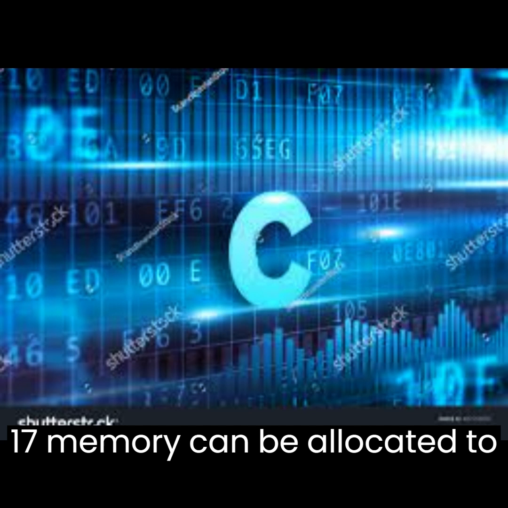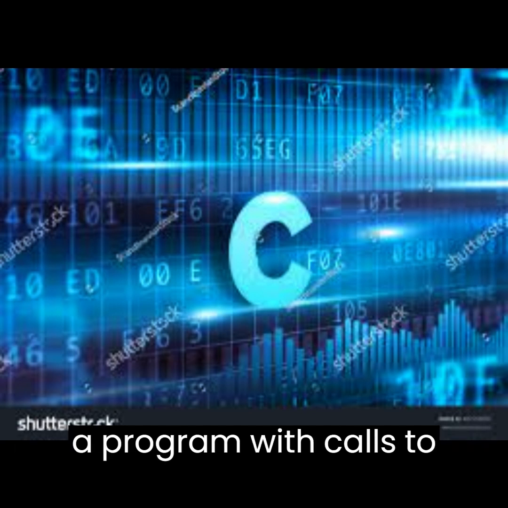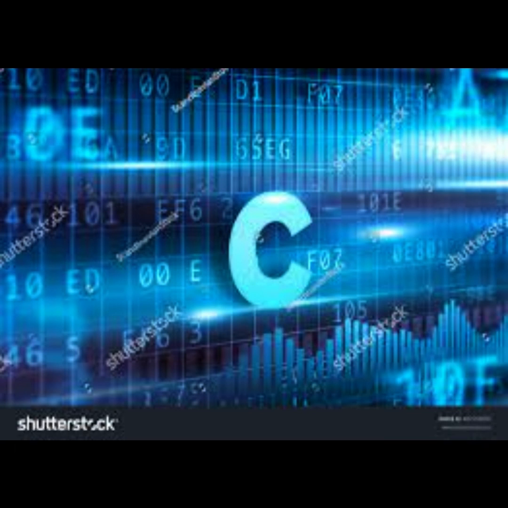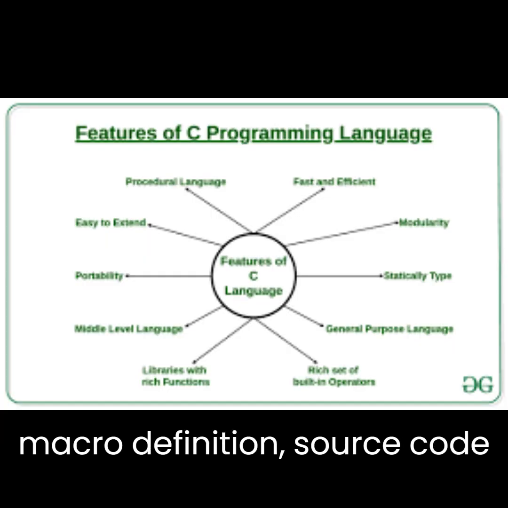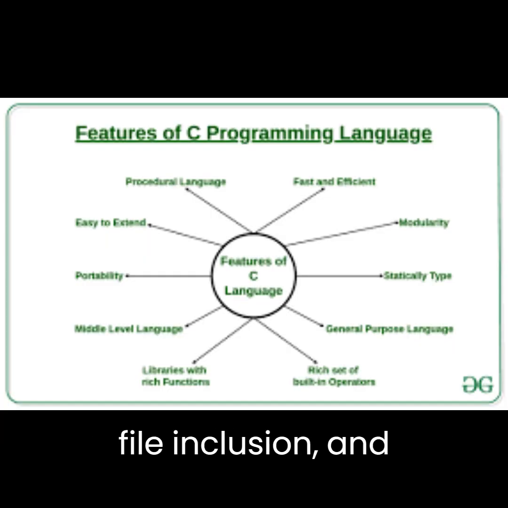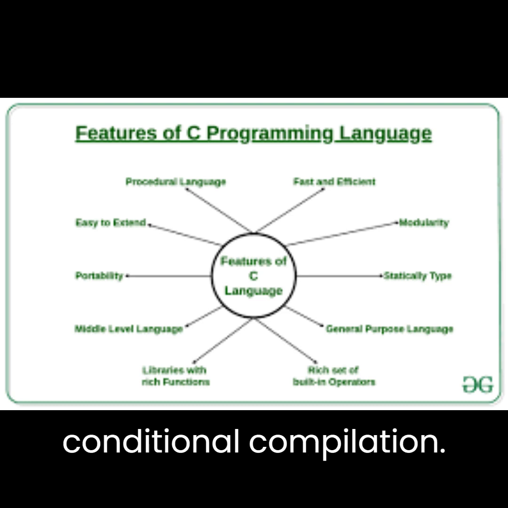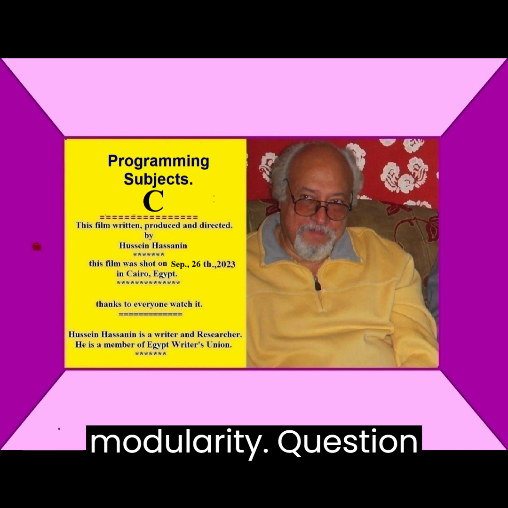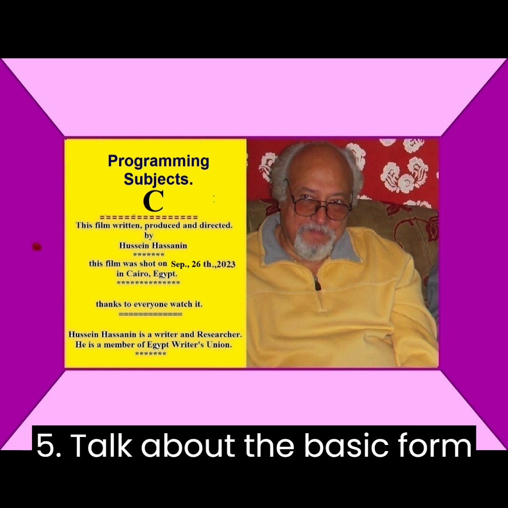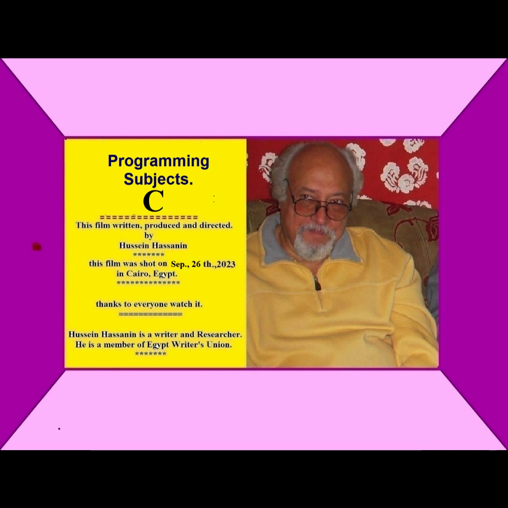17. Memory can be allocated to a program with calls to library routines. 18. A preprocessor performs macro definition, source code file inclusion, and conditional compilation. There is a basic form of modularity. Question 5. Talk about the basic form of C programming units.